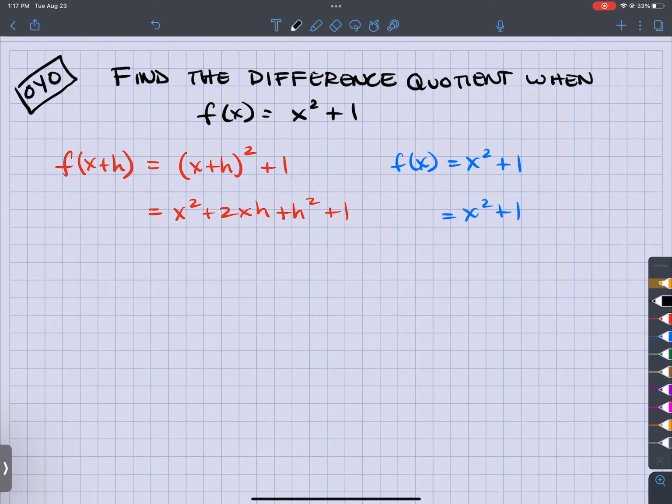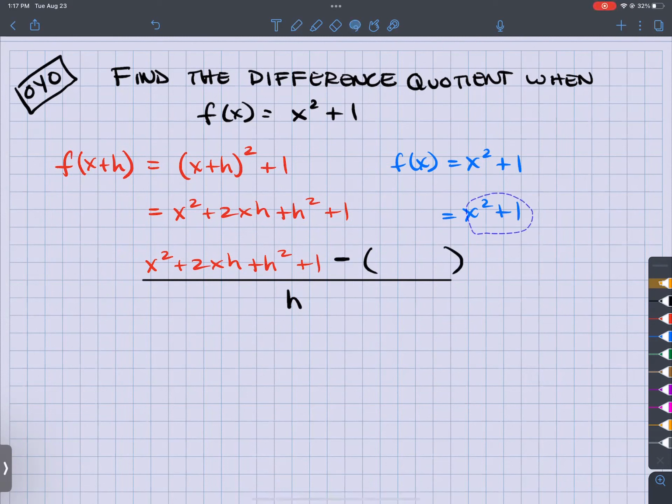So now when I do the difference quotient, I'm going to draw this line, put the h on the bottom. So what I have is this. Let me actually make this lower. Minus this.